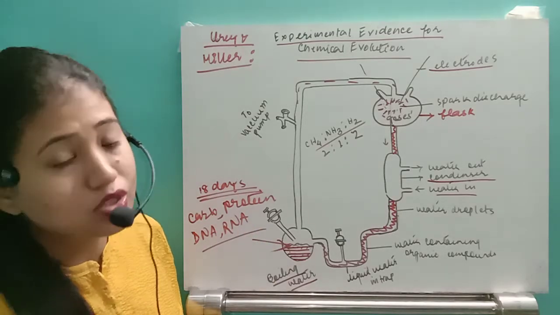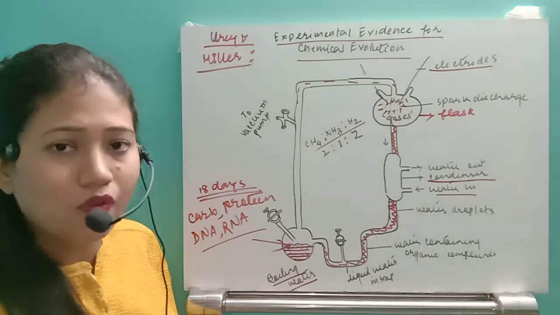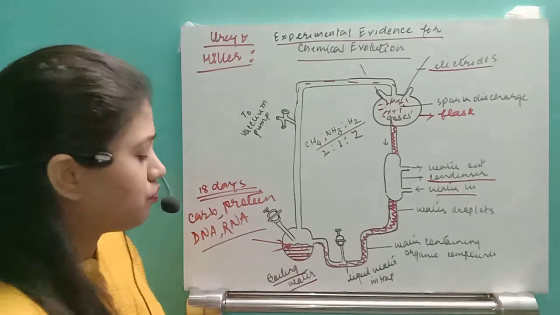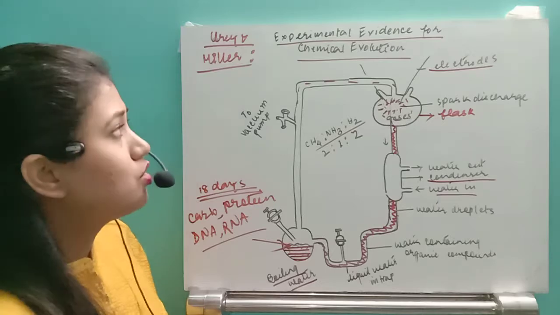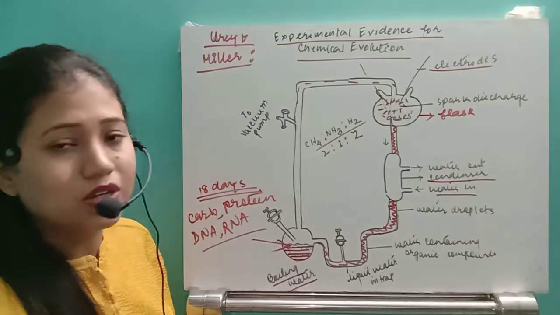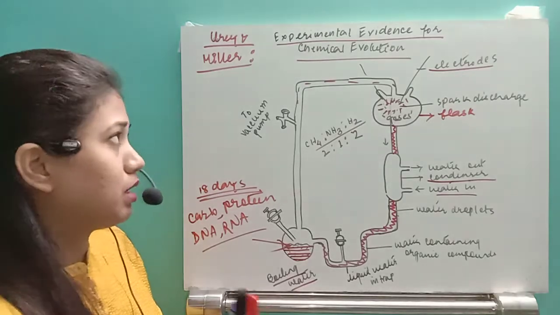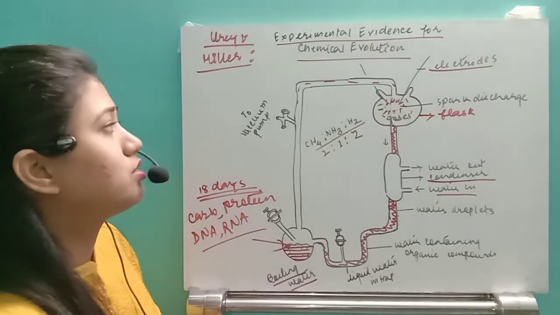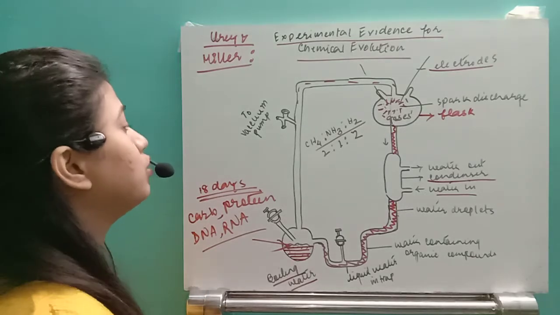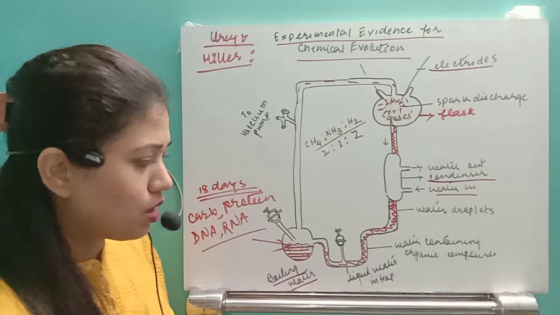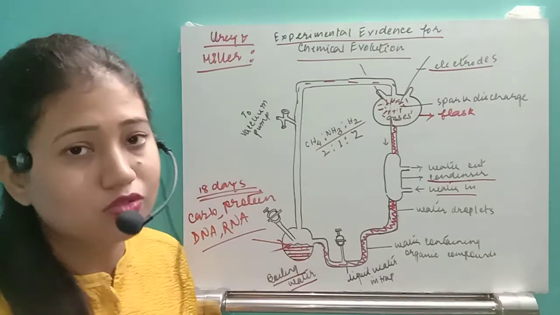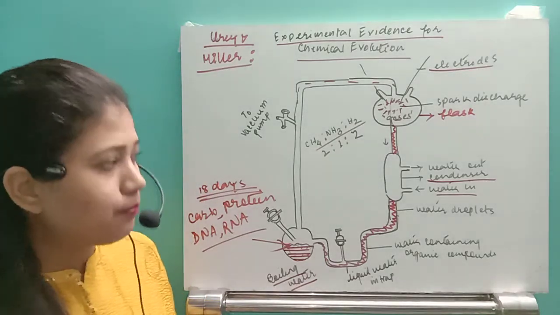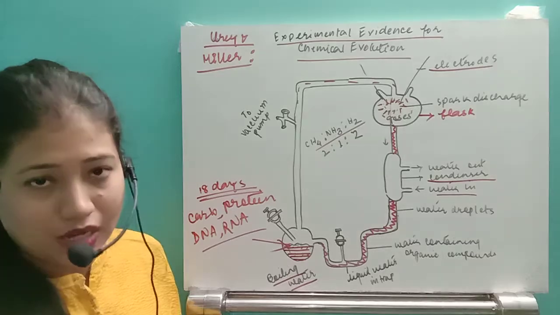If it is understood that this is formed, then yes, obviously life could originate from these things only. So yes, this is the experimental evidence of the chemical origin of life. This theory was proved by Urey and Miller. So this is the experimental proof. I hope you understand. This is the thing you have to know. Try to write it down.